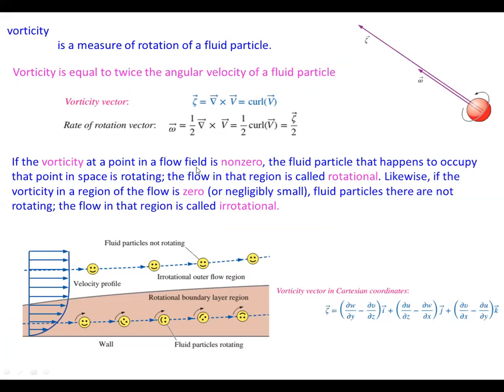So if the vorticity vector at a point in the flow field is non-zero, the fluid particle that happens to occupy that point in space is rotating. That is non-zero in the sense it's rotating, so the flow is rotational. Likewise, if the vorticity in a region of the flow is zero, the fluid particles are not rotating, and the flow in that region is called irrotational.